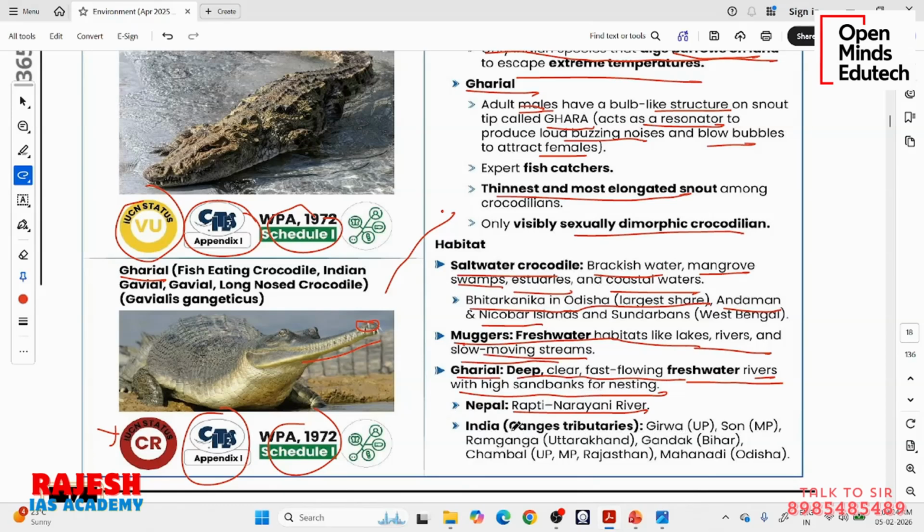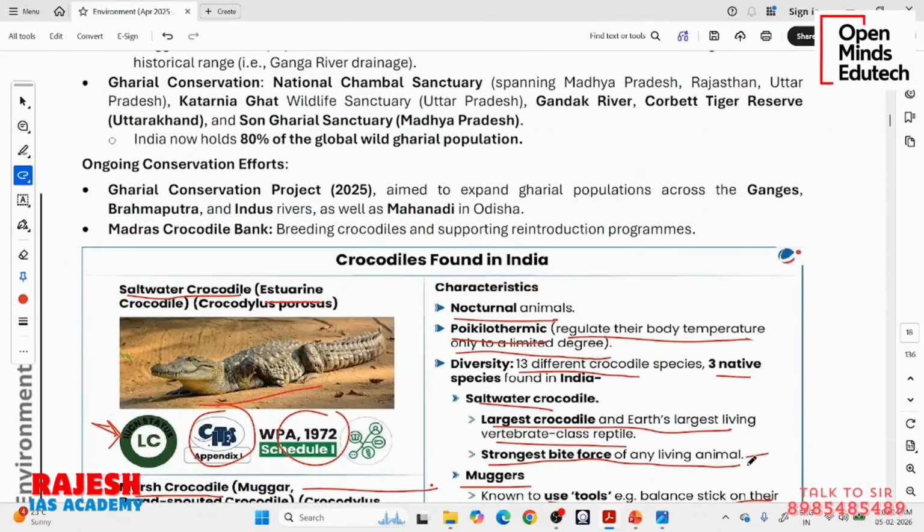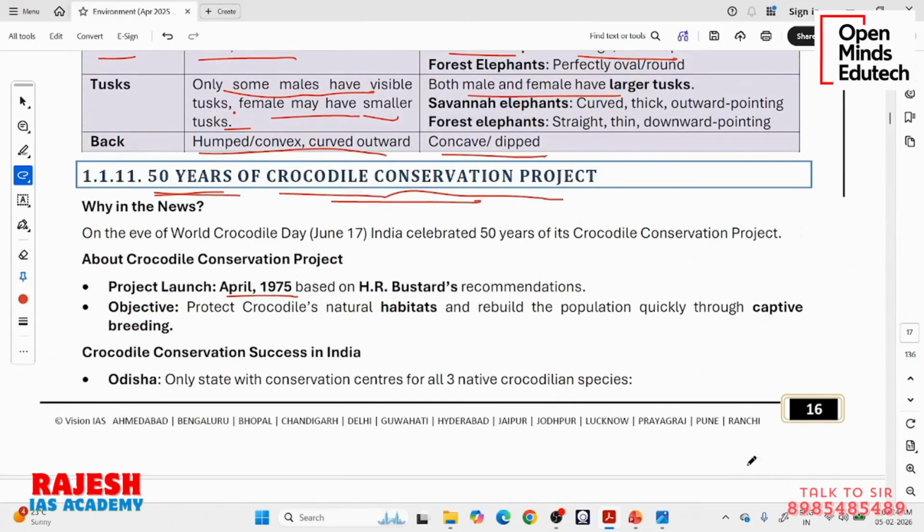So usually these gharial crocodiles can be seen in tributaries of the Ganga river, like Girwa, Son, Ramganga, Gandak, Chambal, Mahanadi, etc. Okay, so this is about the various crocodile species of India. So what is the news? June 17 is celebrated as World Crocodile Day, and India celebrated 50 years of the crocodile conservation project.